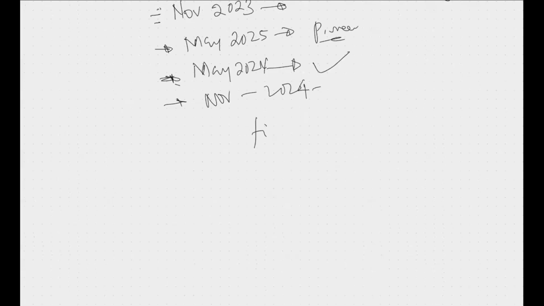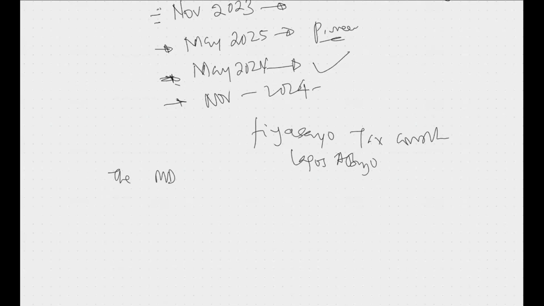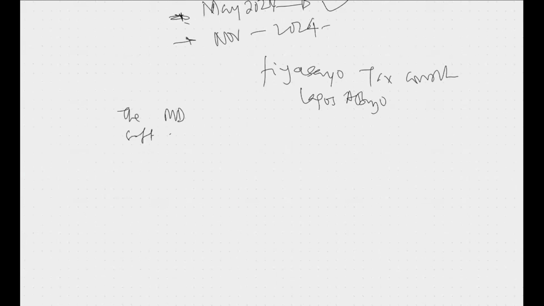Tax consulting firm. Okay. Lagos, Abidjan. So the managing director. The name of the company you are given, Soft Farm. So you write everything. You write your dates. Now, after you are done with the address, you write the answer.